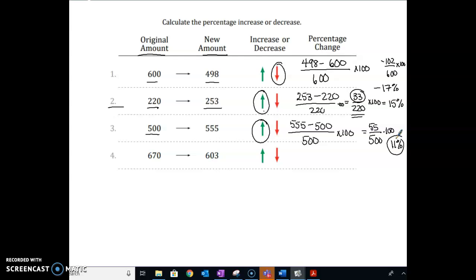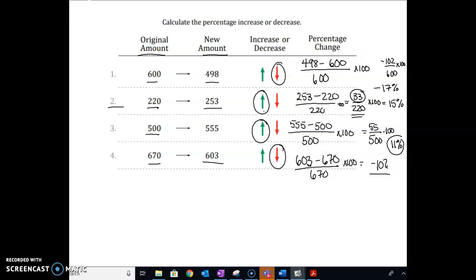And you can see from the original numbers what's happening. When I see 670 is the original value, and it goes to 603, I know there's going to be a decrease. There's going to be a change. So my answer is negative, because I'm going to take the 603, the new value, and subtract 670, divided by the original, and then times by 100. When you do that, you're going to get that it's gone down 10%. The negative shows you that it is decreased.